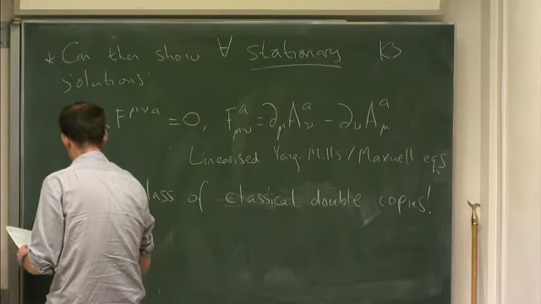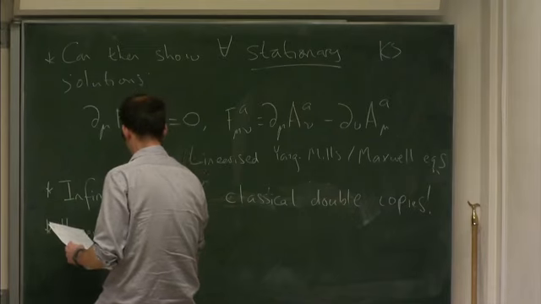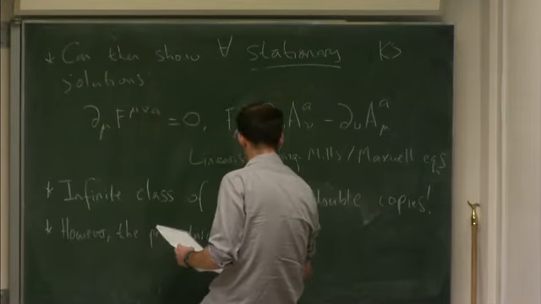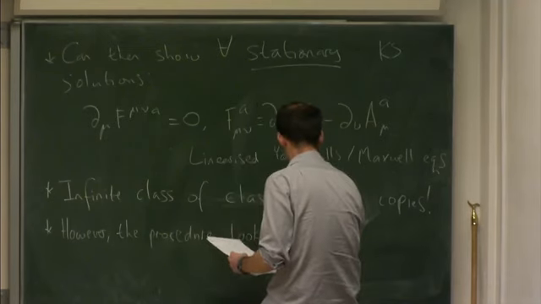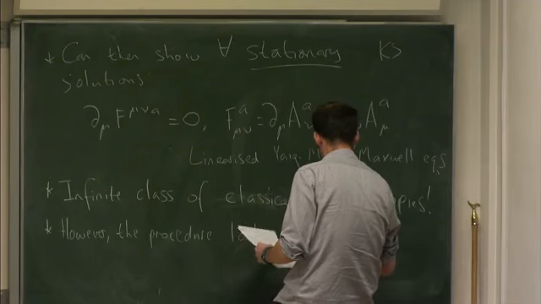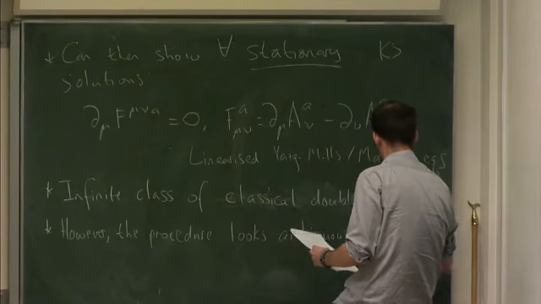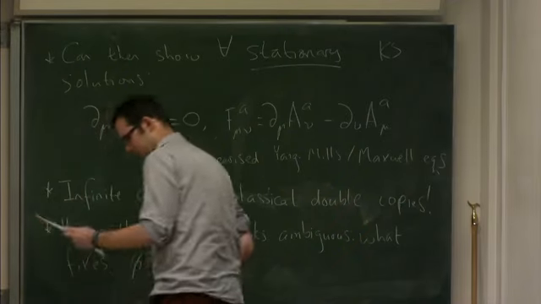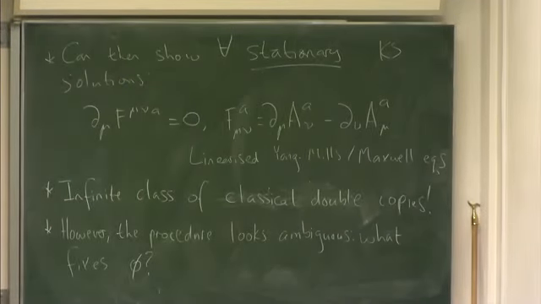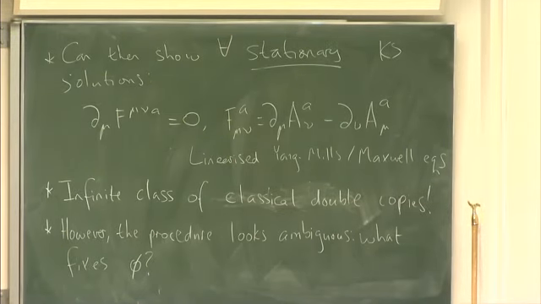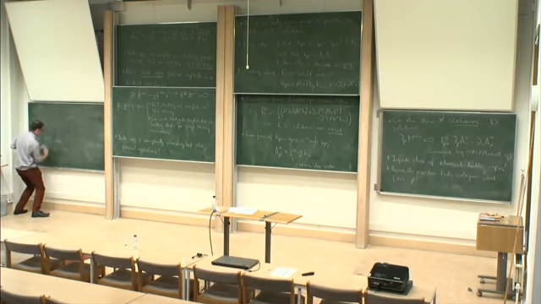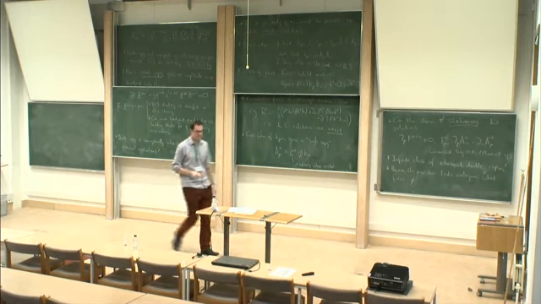So I'll just put here, however, the procedure looks ambiguous, and the question is, what fixes phi? Now, in fact, the answer to that question turns out to be the 0th copy.